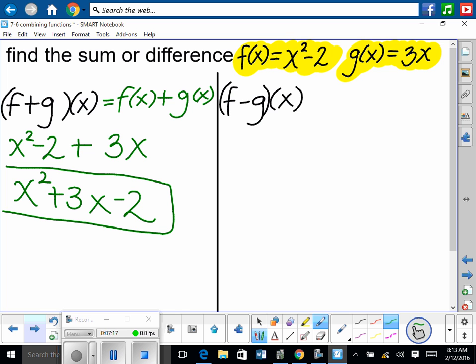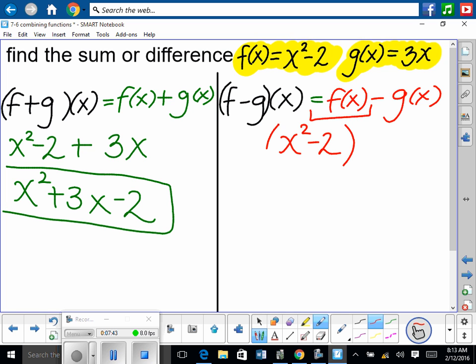Okay, next one. Yes, good question. It would need to be in standard form. So f minus g of x. Once again, now looking carefully at this one, because it would be different to say g minus f. This one's f minus g. So just rewrite it. I know that's f of x minus g of x. We know f of x is x squared minus 2. So x squared minus 2. Now with subtraction, I like to put things in parentheses. So minus g of x. So minus 3x.